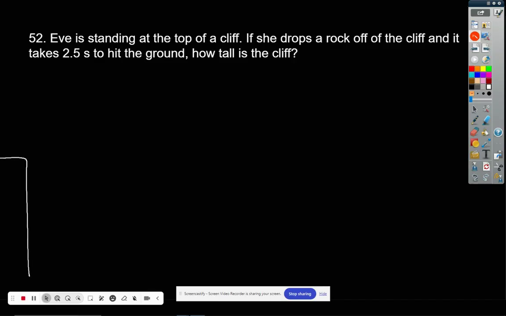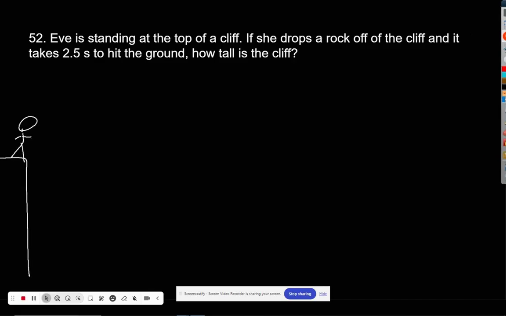So here's our cliff. Here's Eve. And I'm going to actually say that she's dropping the rock. Say she's got a really long arm. She's dropping the rock from the very end of the cliff, which is what you'd want to do if you're trying to gauge how tall a cliff is. Drop right from the top of it. It's going to fall down, eventually hitting the ground on the bottom. And that's going to take the rock 2.5 seconds to get there, which is the only number we have in the question.